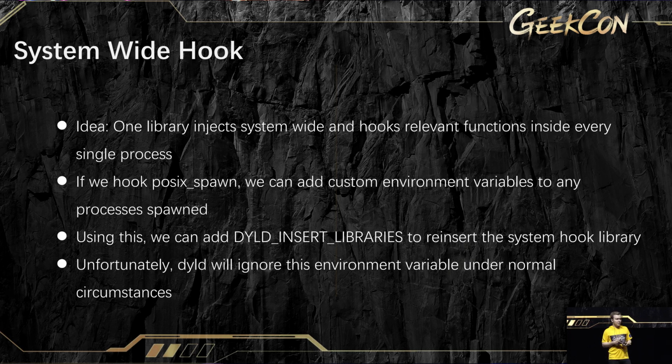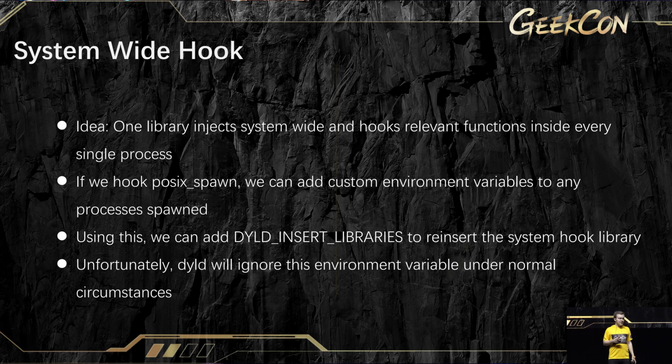And for this, we use a system-wide hook. So the idea is we have one library that hooks posix_spawn, and we'll make it inject into every single process. And when we hook posix_spawn, we can control the environment variables of the child process. And we can basically add DYLD_INSERT_LIBRARIES here to make the child process also load our hook.